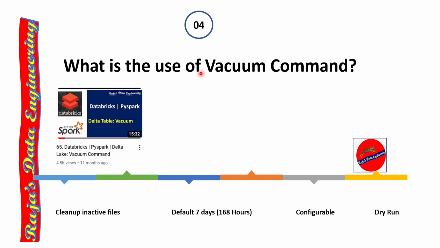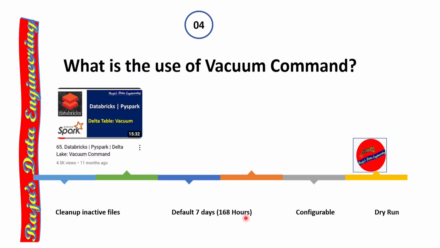With the vacuum command, whenever we are not using a particular data file for the latest delta snapshot, it is inactive. So in order to clean up those inactive files, we can use the vacuum command. By default, it considers 7 days, which means 168 hours. And this value is configurable.